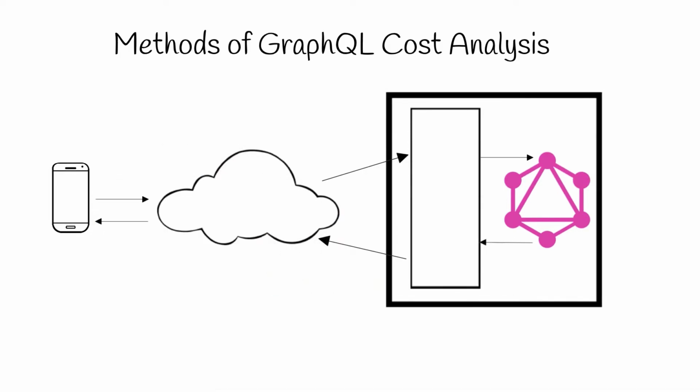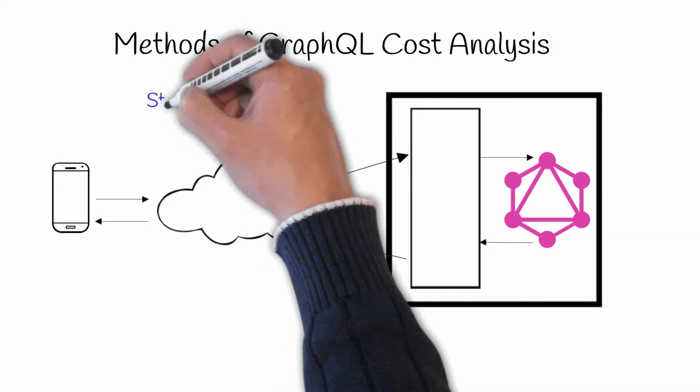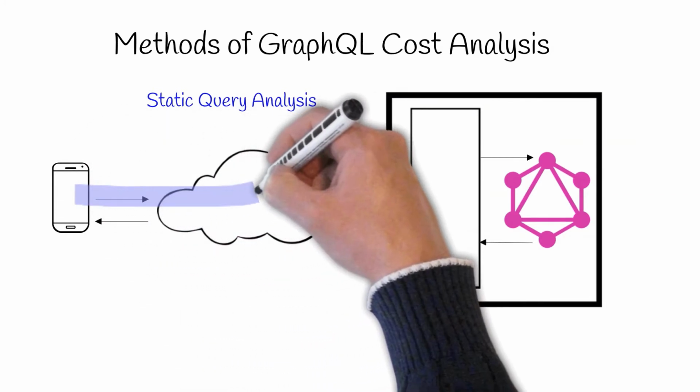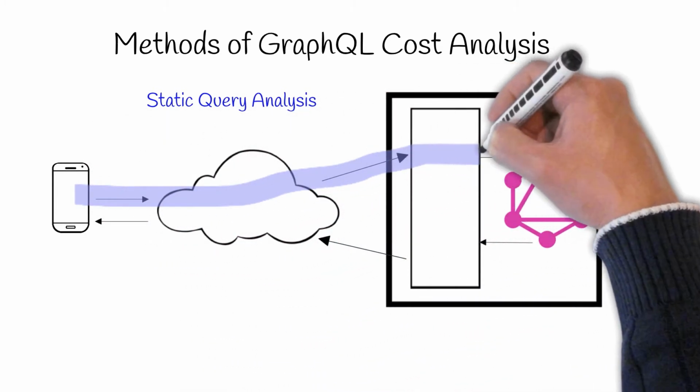In another video, we discussed why GraphQL cost analysis is important. But where and how can we calculate the cost? The first method of calculating the cost is static query analysis, which performs a static analysis on the GraphQL query. It can be applied wherever we have the query, at the client, in the proxy, or at the server.